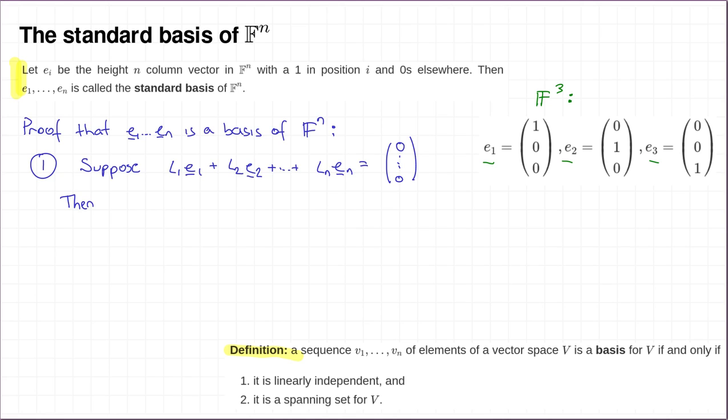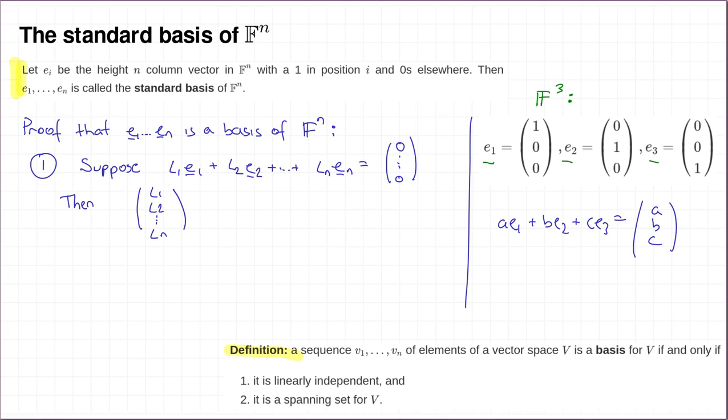Well, when you add these column vectors up, you can actually see really easily what you get. Imagine, for example, in this example of F cubed, which I wrote over here, well then a e1 plus b e2 plus c e3 will be equal to the vector a, b, c, of course. So here, what we've got on the left-hand side of our equation is just the vector l1, l2, down to ln, and that is equal to 0, 0, 0, like this.